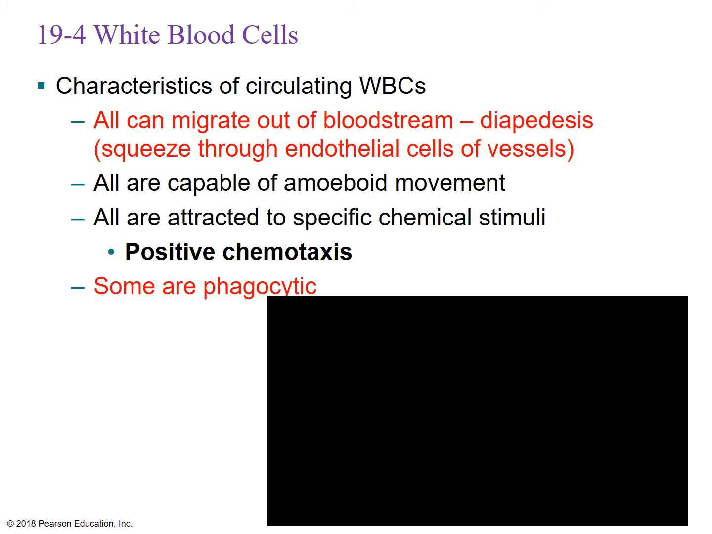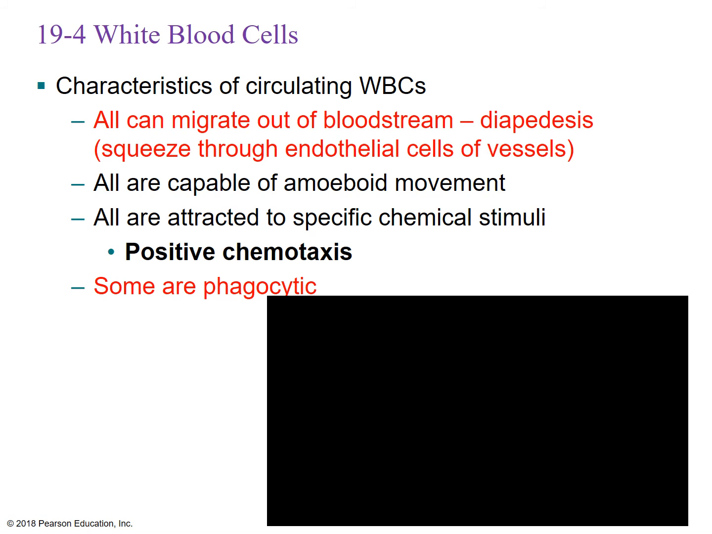When we're looking at the characteristics of the circulating white blood cells, these do have the ability to migrate out of the bloodstream. That's called diapedesis. So basically they squeeze through the endothelial cells of the vessels. They are also capable of what's called amoeboid movement. And if you look at that particular video, that is what amoeboid movement looks like. So what they're doing is moving the cytoplasm around in order to move somewhere else in the body. So it's like these cytoplasmic extensions just reach out and then just kind of move wherever they want to go.